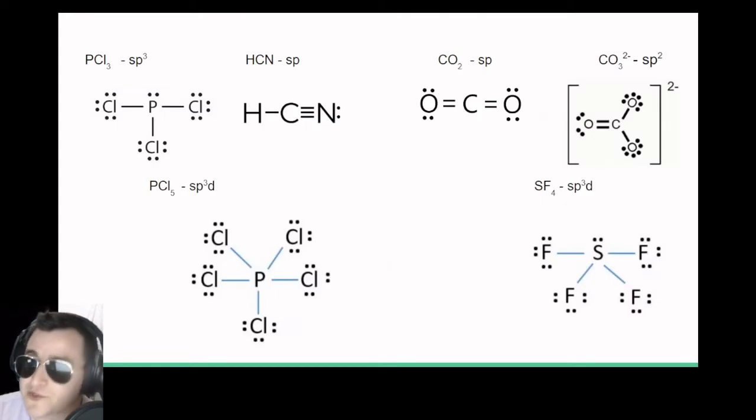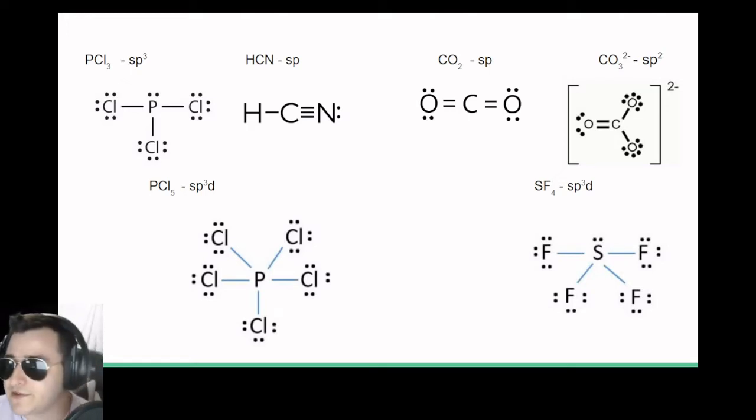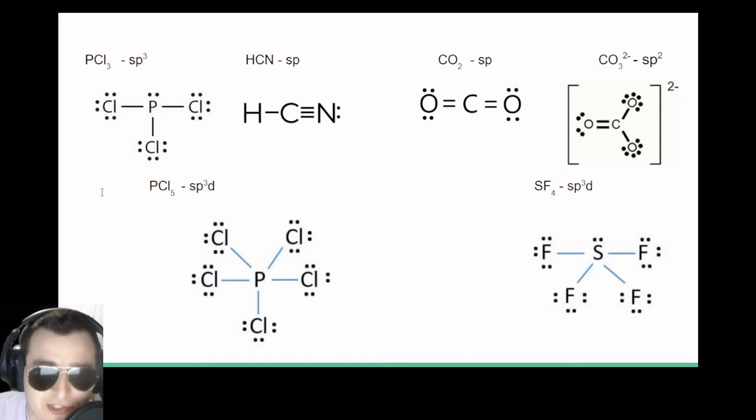And so if you want to take those original drawings that we had before and assess what the hybridization of the central atom is, well, you can very well do that, right? Count the domains, this phosphorus in the center. We've got three chlorines attached. That's three atoms attached and one lone pair. That's four domains. Hence why the hybridization is sp3.